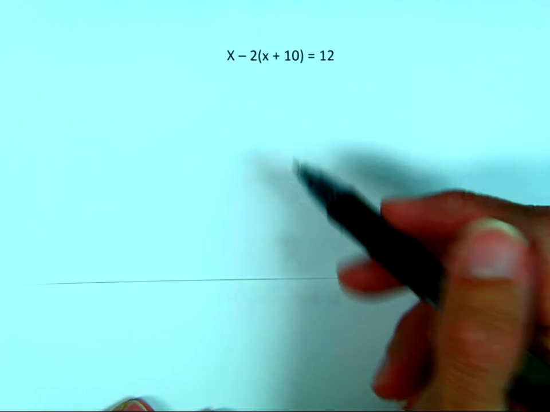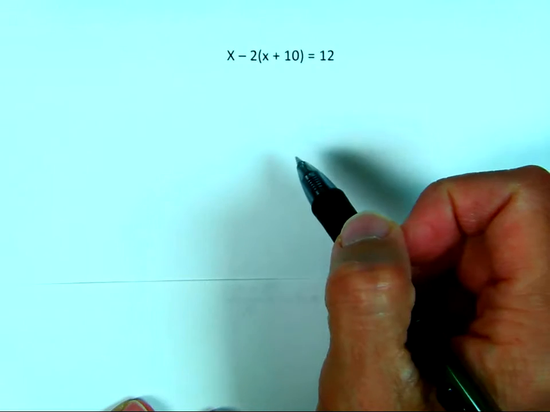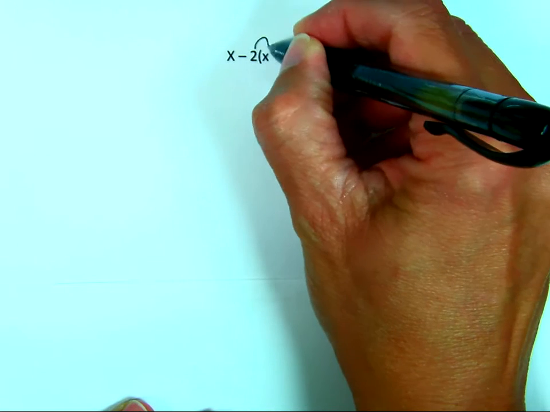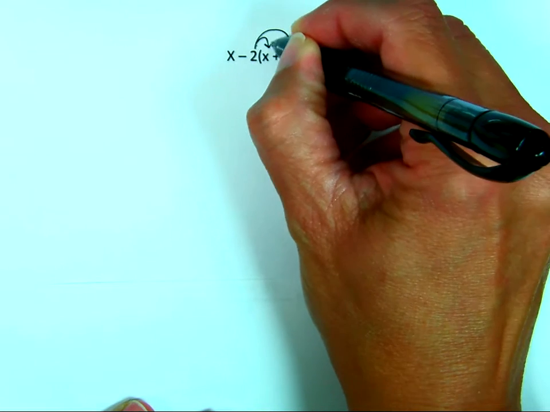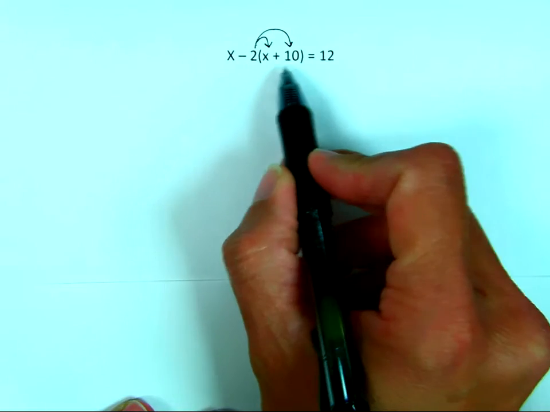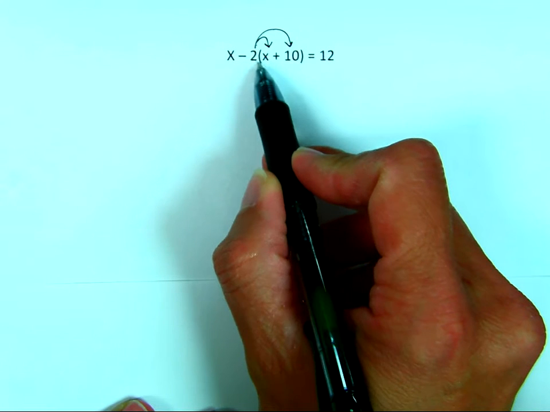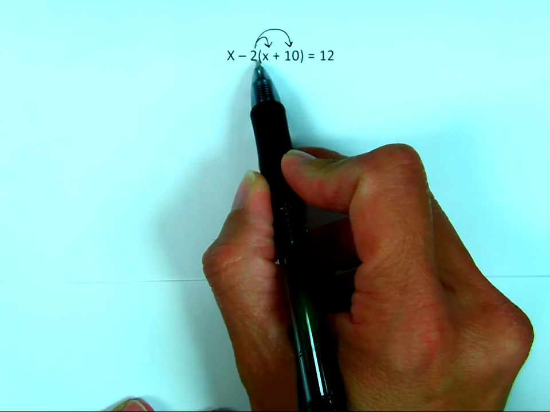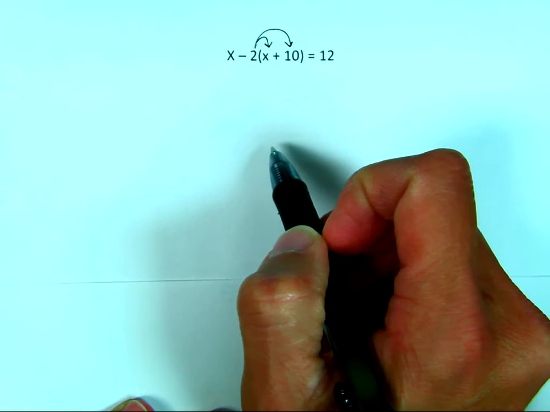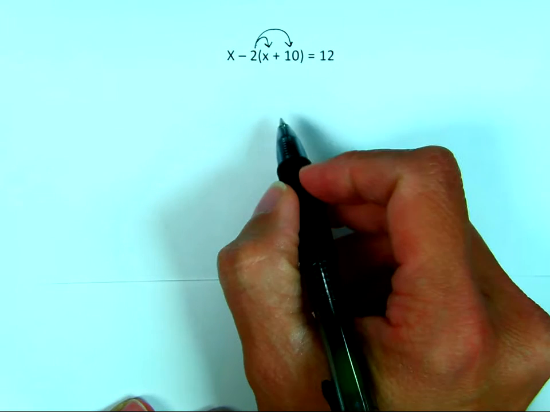Okay, so we want to get rid of parentheses first. So we're going to use our distributive property. That's when we take that -2 and we distribute it, multiply it by both things in the parentheses. We can tell it's multiplication because that 2 is right next to the parenthesis. There's no sign in between the 2 and the parenthesis. So that's how we know when to use distributive property.